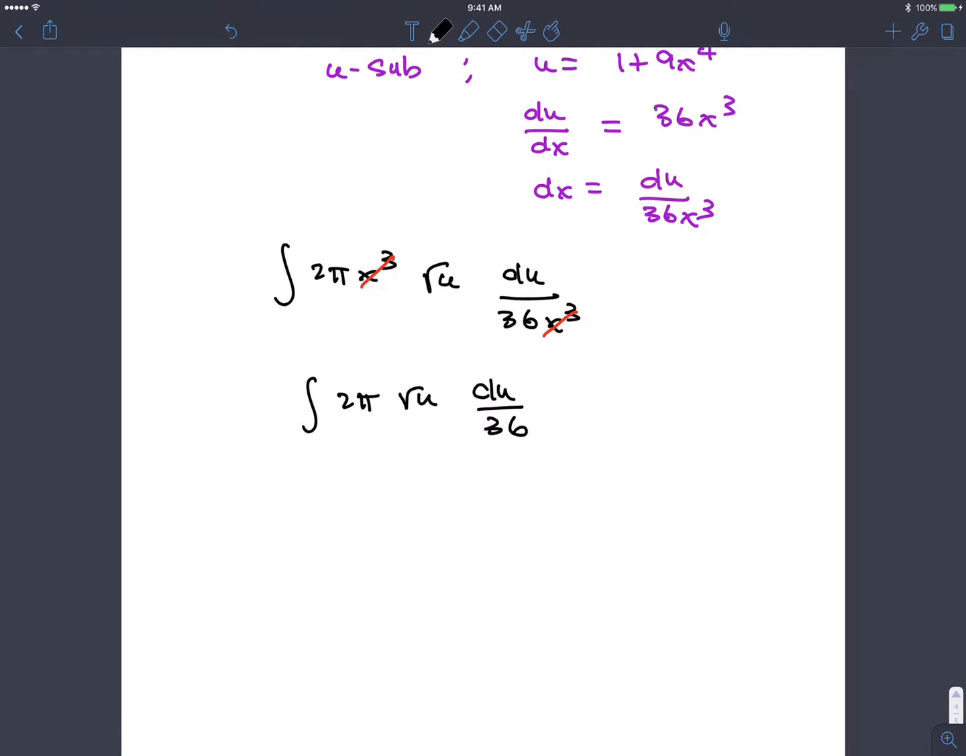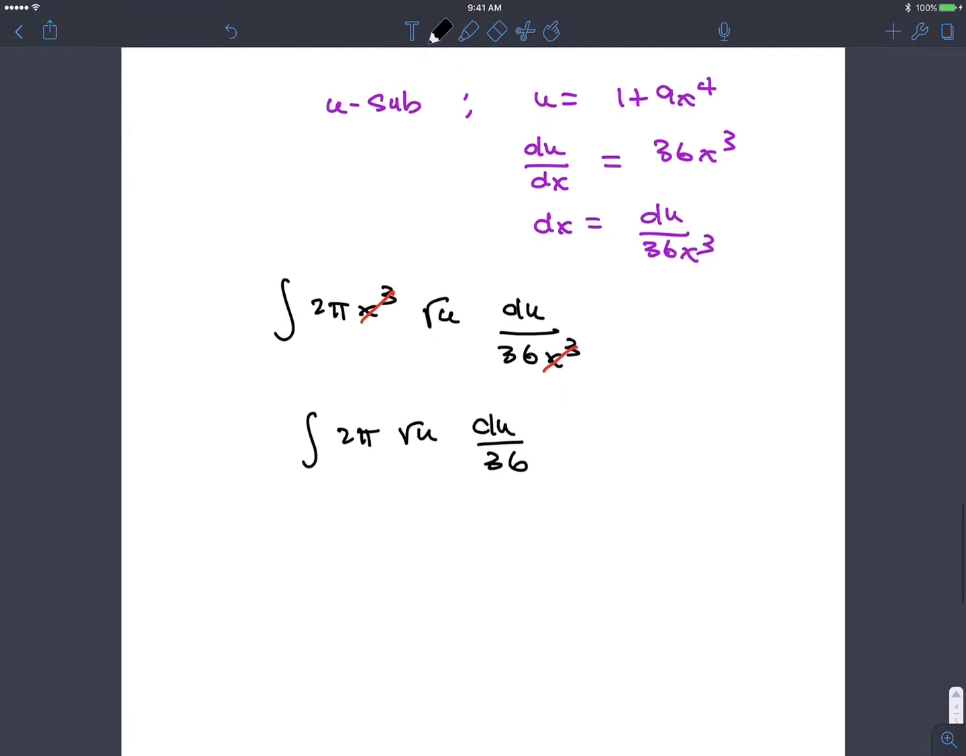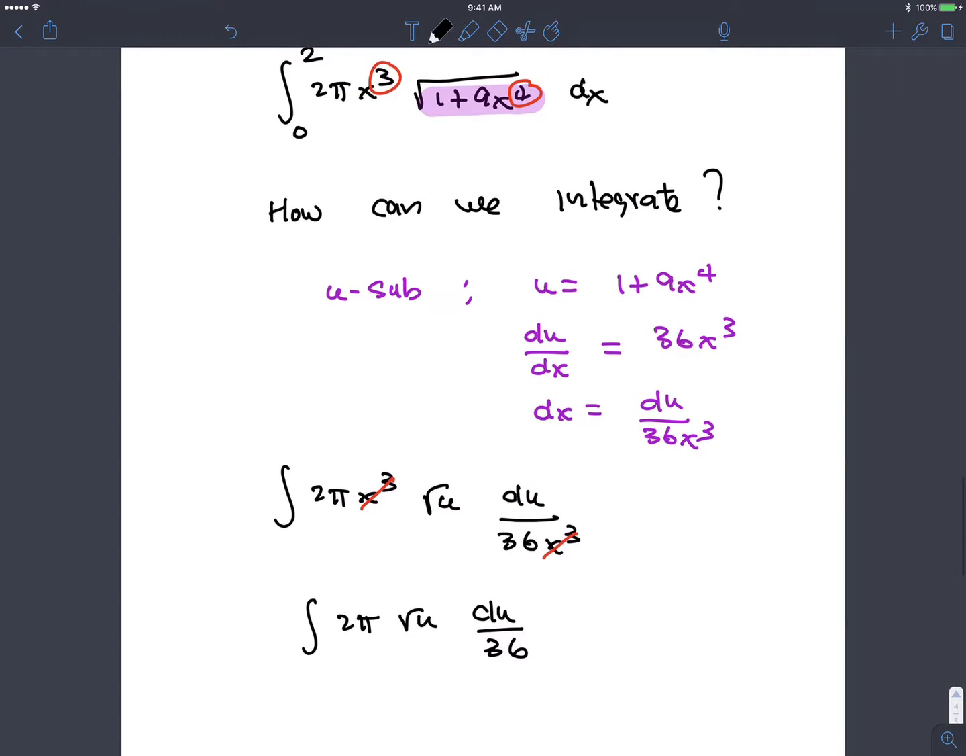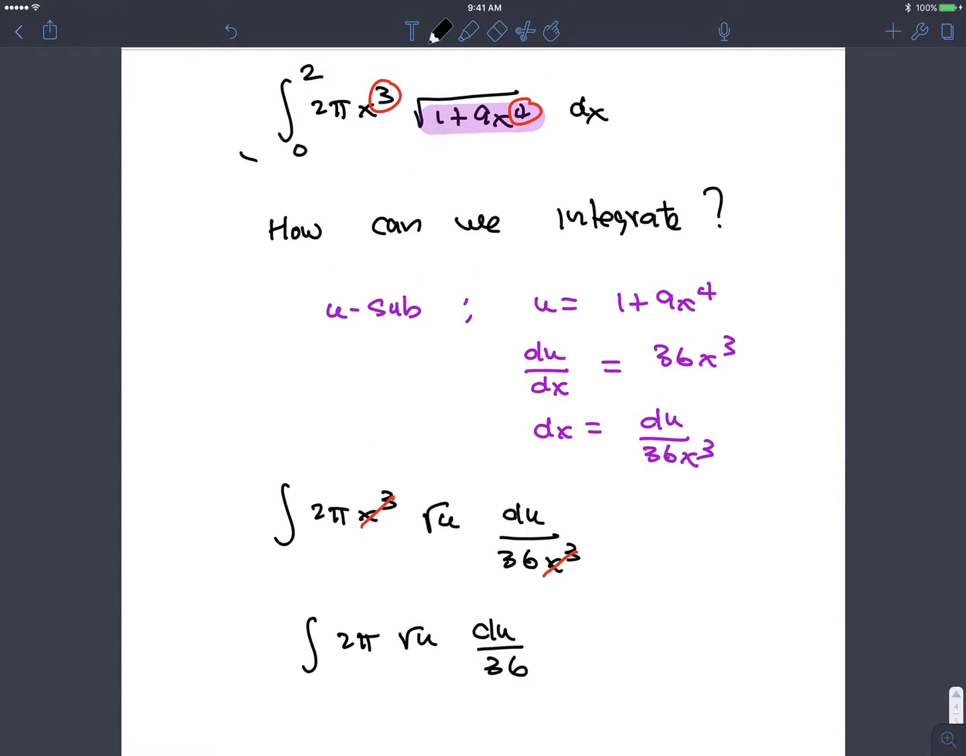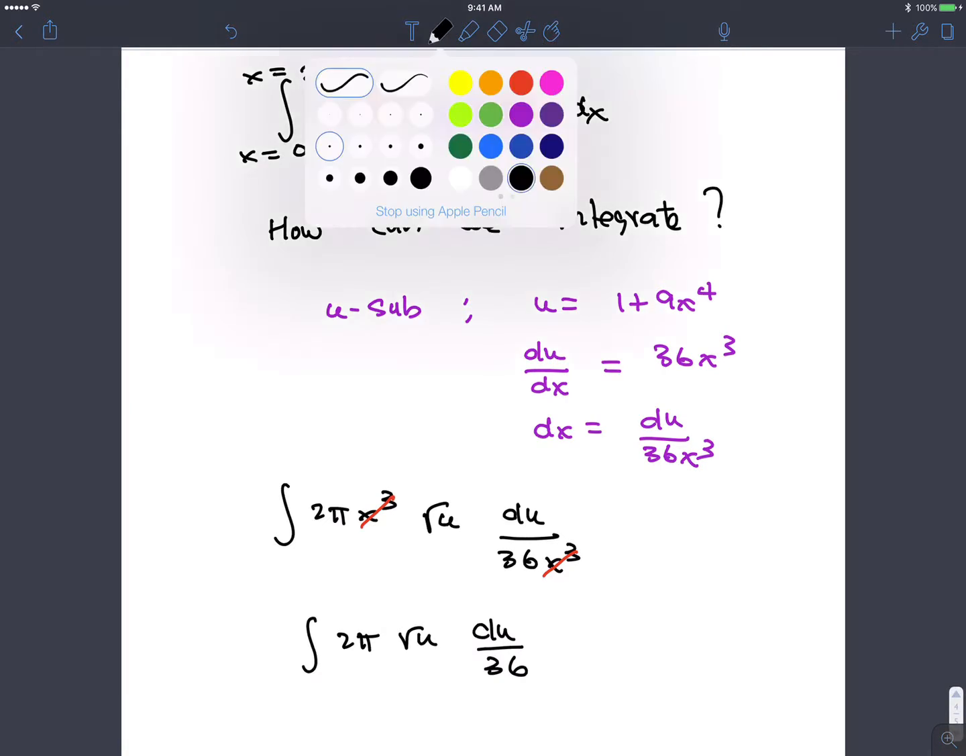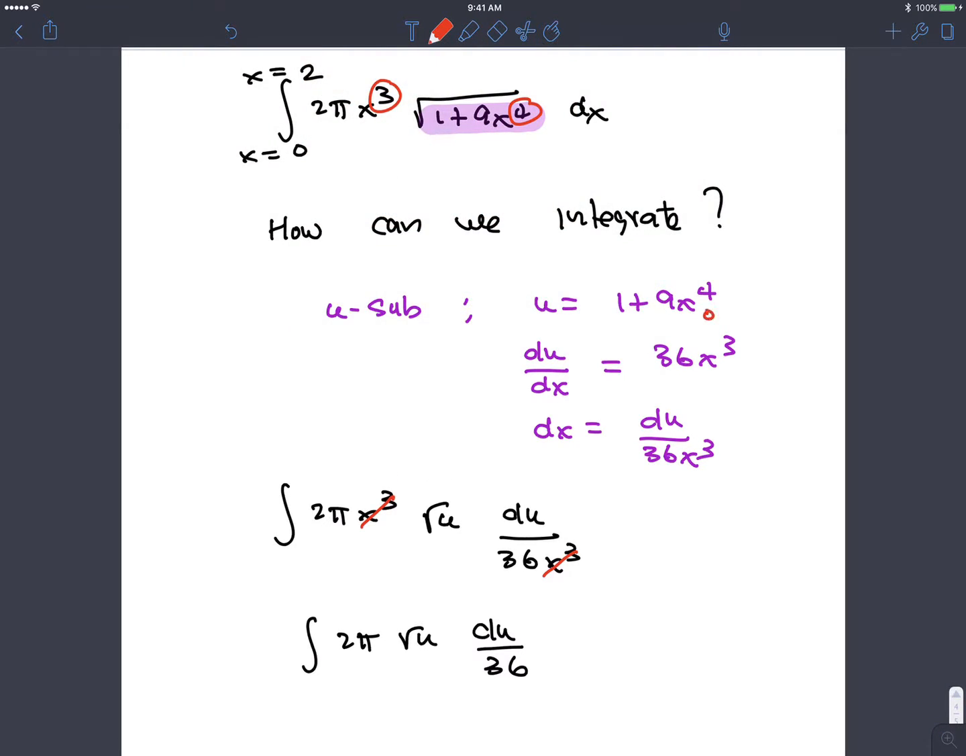over 36. Now, we could do a couple of things. It might be good for us to recall our limits here, right? This is x is 0. This is x is 2. So we need our limits in terms of our u variable. So we're going to go back now and replace 0 here for u. And that's going to give me a lower limit of 1. And we're going to replace 2 here.